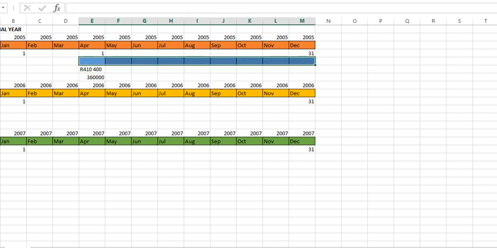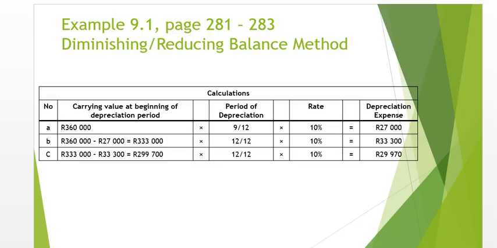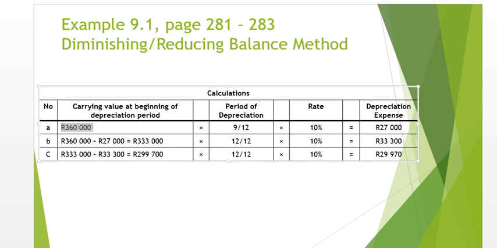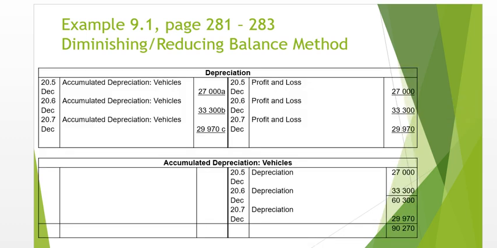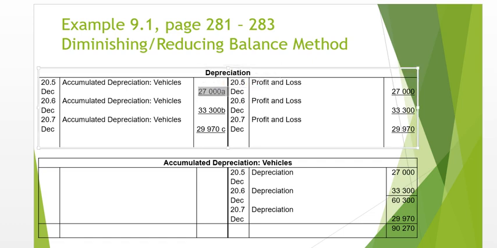During the 2005 financial year, we held this vehicle for 9 out of 12 months. This vehicle hasn't accumulated any prior depreciation, so in the 2005 year we just use 360,000 Rand, multiply by 9 out of 12 months, multiply by 10%, giving us a depreciation of 27,000 Rand for 2005.